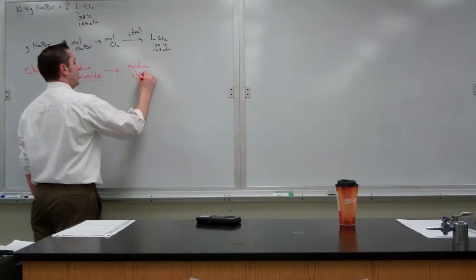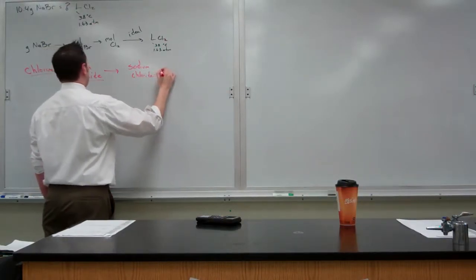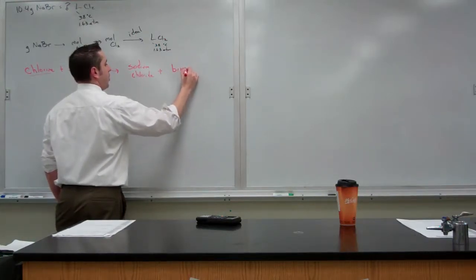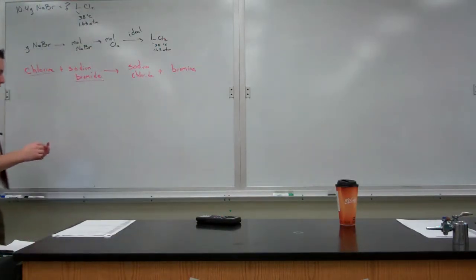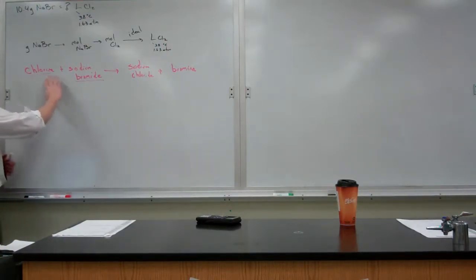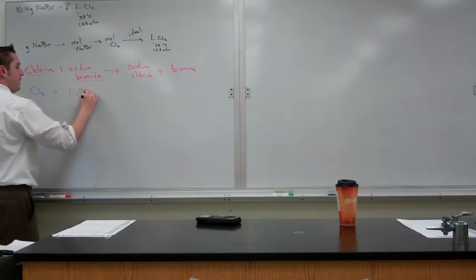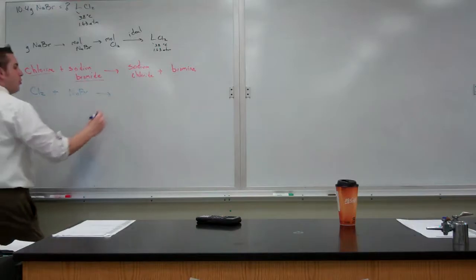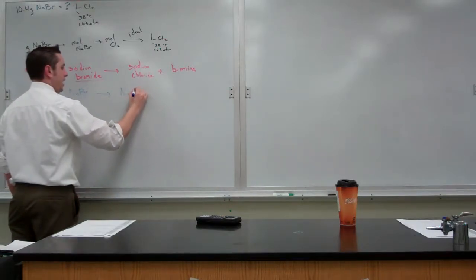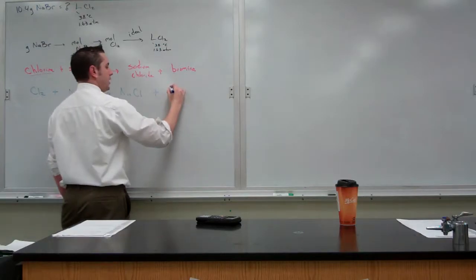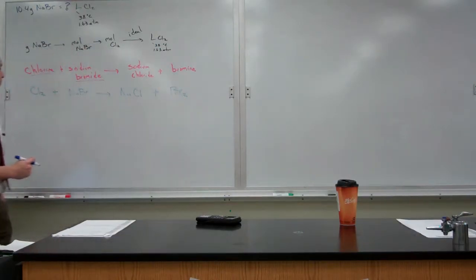leading me to sodium chloride plus bromine. Remember, single replacements, check your activity series. Chlorine is higher than bromine on the table, so it's okay to do that. Chlorine is Cl2, sodium bromide, NaBr, sodium chloride, NaCl, and bromine is a Hoberfinkel, Br2.